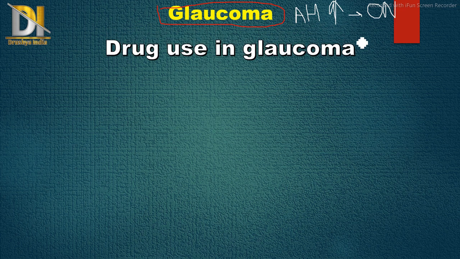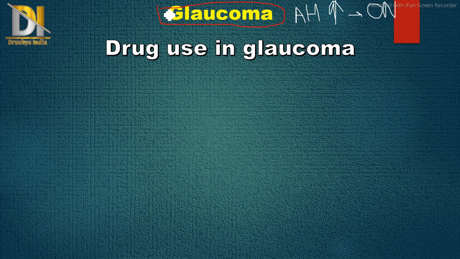But as its level increases, it leads to damage to the optic nerve, which means as aqueous humor level in the eyes increases, intraocular pressure also increases. So this increased intraocular pressure leads to damage of the optic nerve. So next part comes: drugs used in glaucoma.